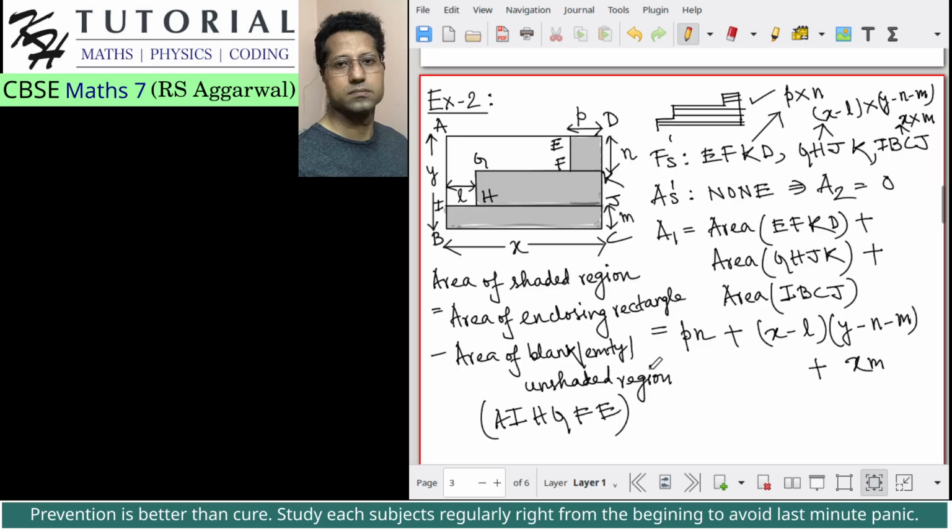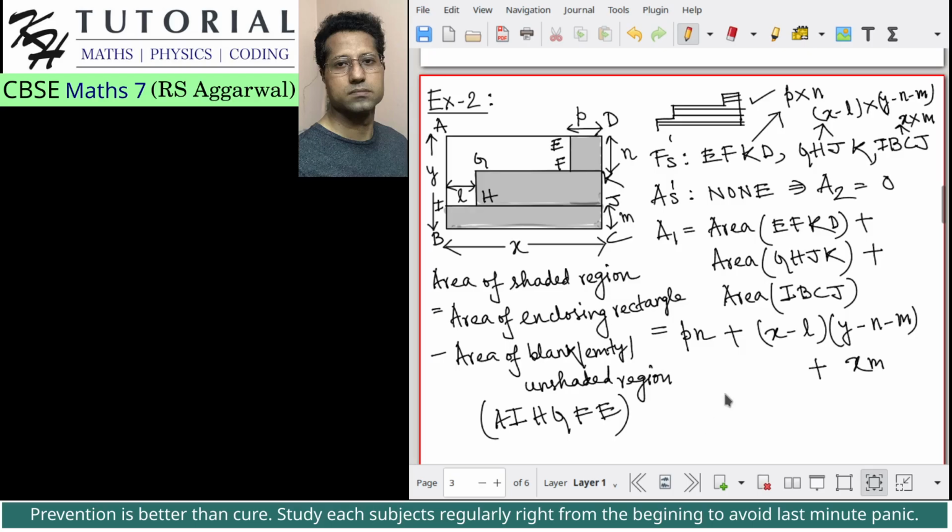Because in some problems it is highly possible that it will be easier to find the area of the unshaded region or blank region than to find the area of the shaded region. In that case, you can find the area of the blank region and subtract that from the area of the enclosing rectangle. So this is another possibility of solving this kind of problem. It will depend on the given figure and the dimension.